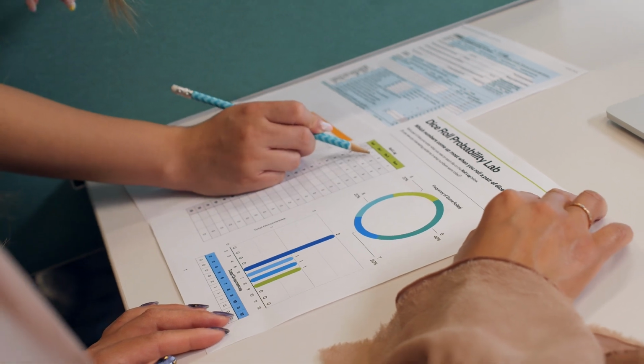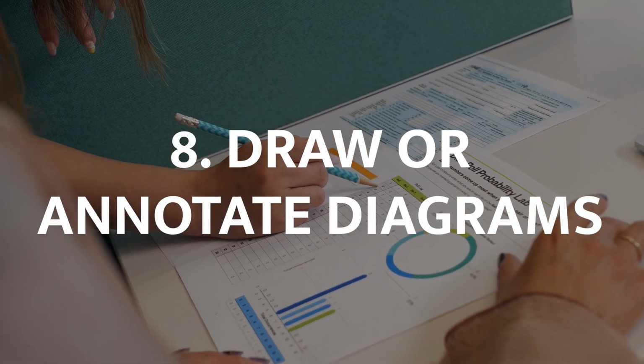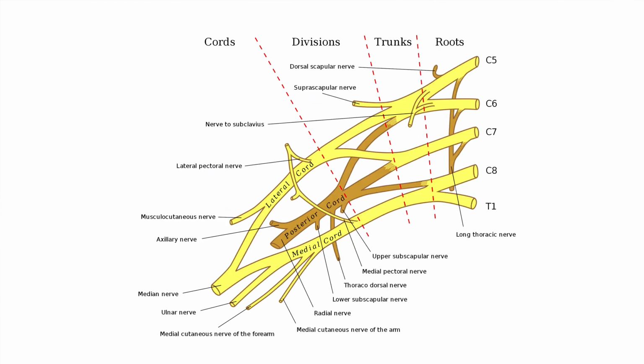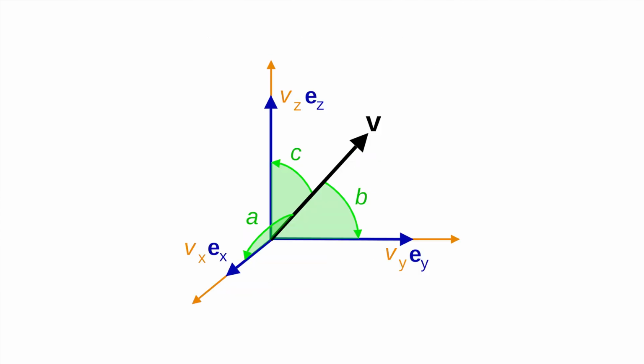Now, similar to mind maps, another great way to combine visual learning with active recall is to challenge yourself to draw or annotate diagrams. In science subjects, this might be identifying the structures of a cell from an image. In anatomy, this might be testing yourself to draw the brachial plexus from scratch, or in math, to draw and label the angles and trigonometry calculations around a specific shape.